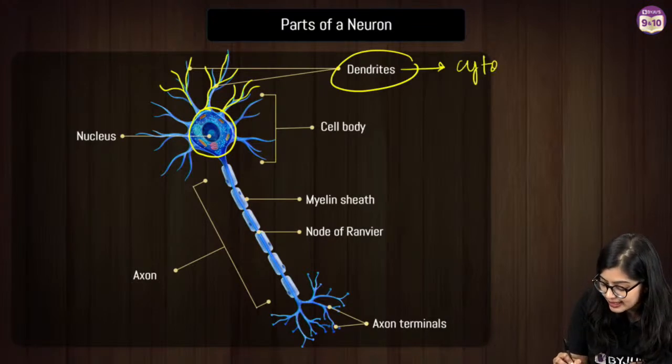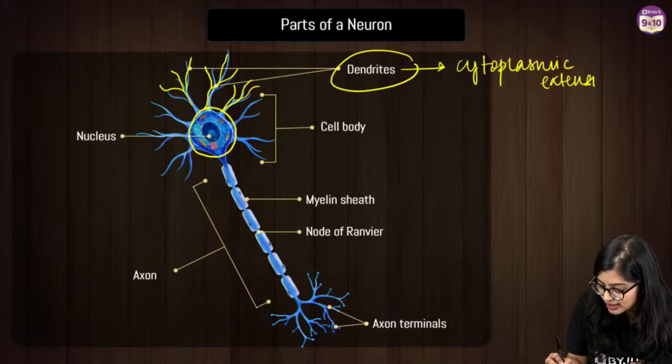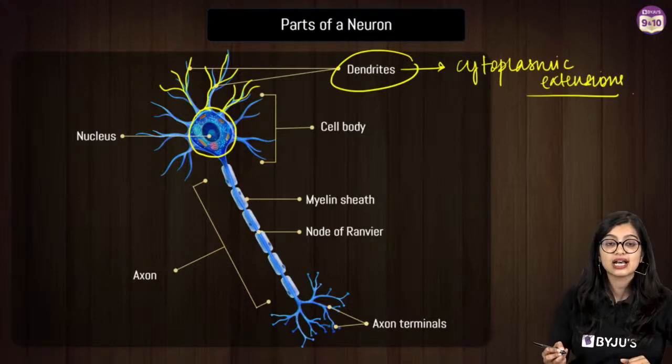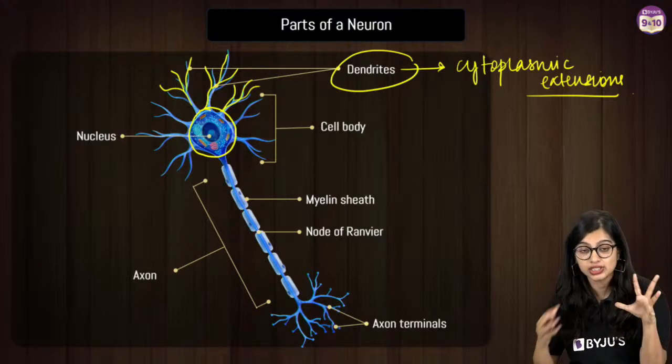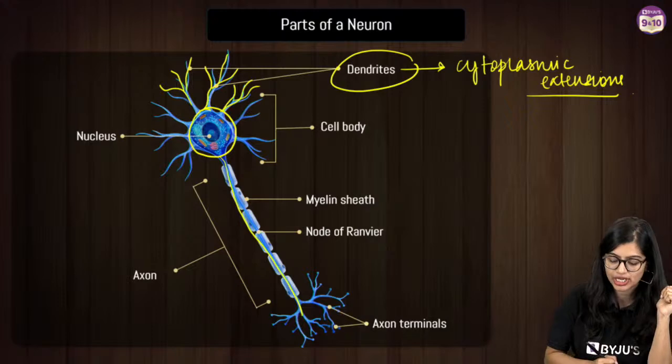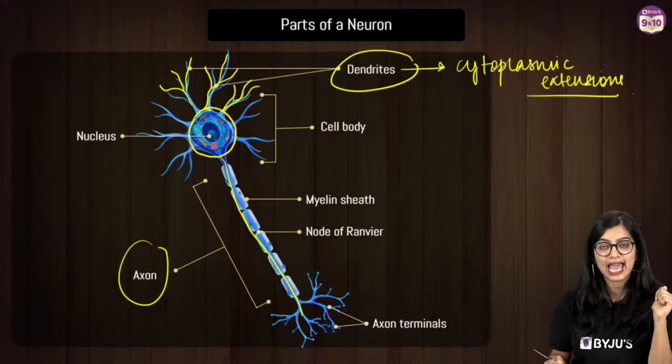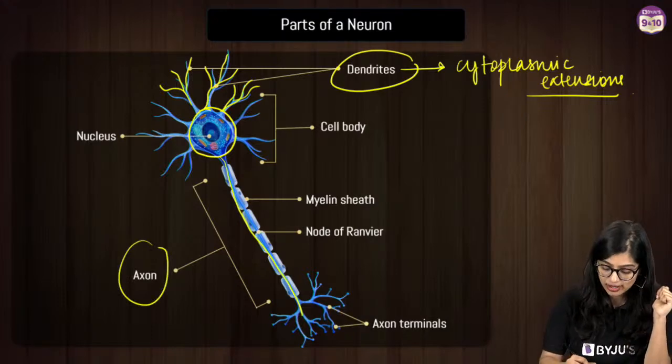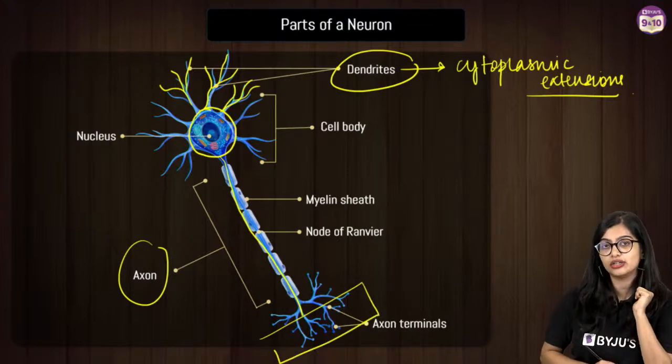They are basically cytoplasmic extensions, right? So we see that these are cytoplasmic extensions from the cell body. Now along with that there is one long projection that we call the axon, and this axon ends in axon terminals.